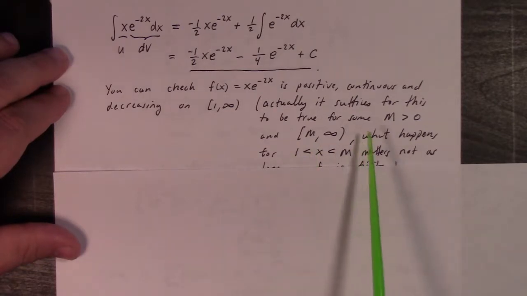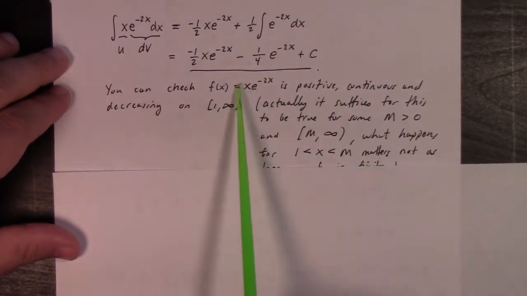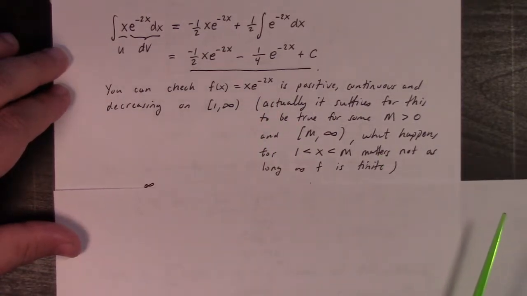or how obvious it is, or not obvious, that these things actually are positive, continuous, and decreasing. But this is in fact positive, continuous, and decreasing. All right.